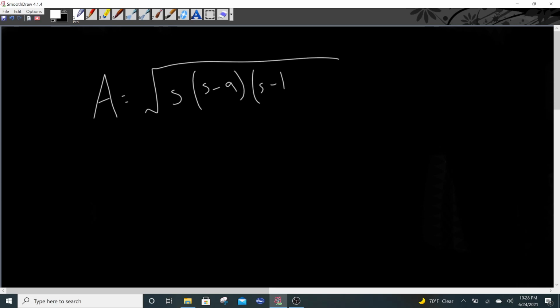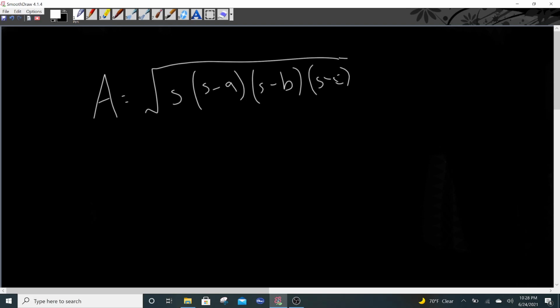about Heron's formula. You might have seen this at some point. It's just the way of defining the area of a triangle. If you know the sides, the area is the square root of s times s minus a times s minus b times s minus c. And I'll extend that and then draw that a little bit better.